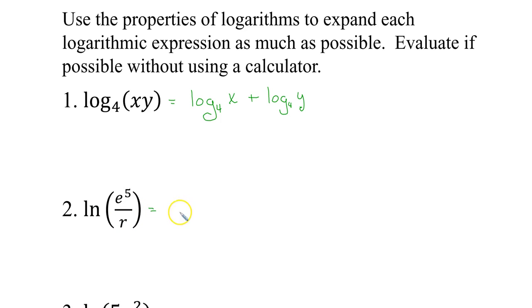Number 2, we have the natural logarithm of a quotient. So this is going to become the natural log of the top part of our expression, or the numerator, minus the natural log of r, the bottom part of our expression. Now, we can evaluate the natural log of e to the 5th power by remembering the properties of logarithms from the previous lesson. The natural log of e to a power just becomes that power, and so I have 5 minus the natural log of r. That would be the answer for problem number 2.